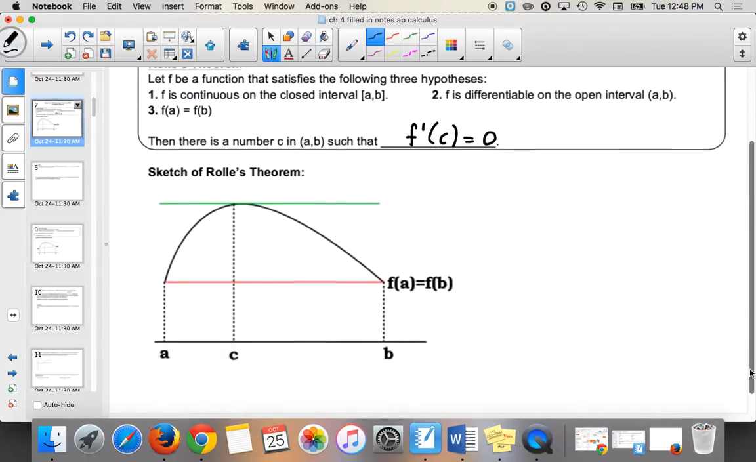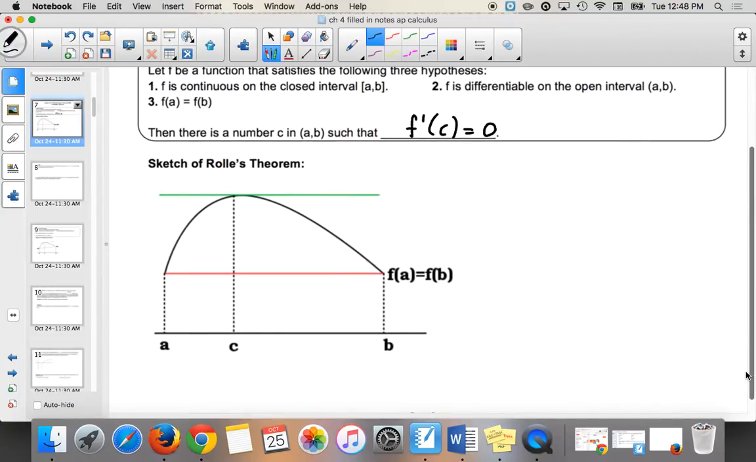So you have a sketch of this. Basically, we have a continuous function, so I don't have any holes, I don't have any asymptotes. I'm connecting 2 points that are at the same height, so f of a is equal to f of b. When I connect those 2 points, there has to be a place somewhere between them where my slope is equal to 0. So f prime of c is equal to 0 there.